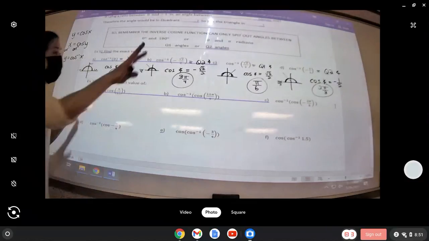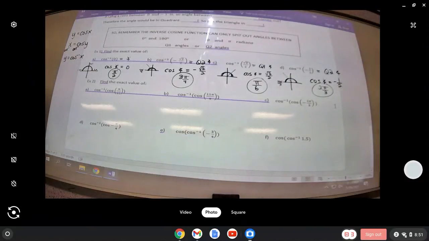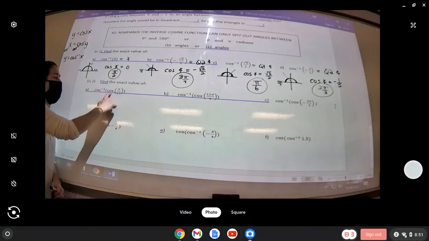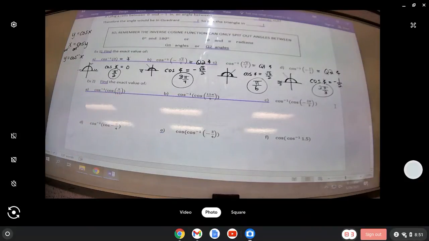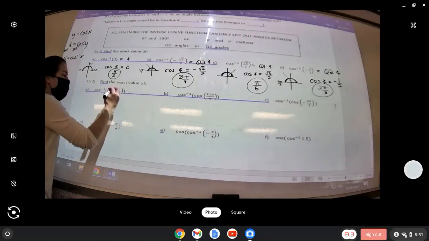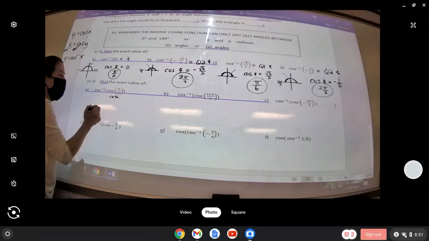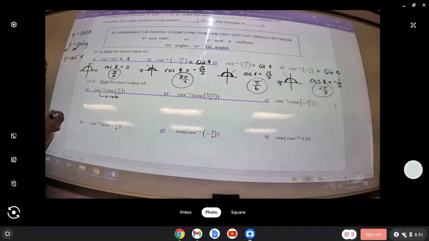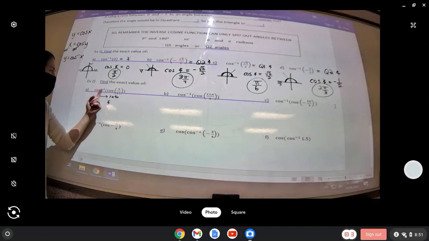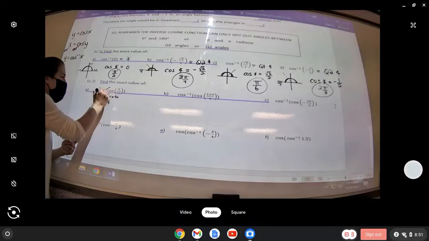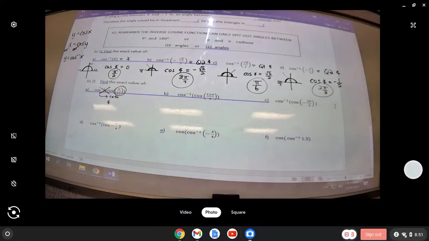All right, now the compositions. Okay, let's look at the first one. The inverse cosine of the cosine of pi over 12. Well, guys, think about this. You take the cosine of an angle, the answer is a ratio. You take the inverse cosine of a ratio, and the answer is an angle. We know the answer to this question has to be an angle. So guys, in reality, what does the inverse cosine do to the cosine function? It cancels it, and I'm left with the angle that I started with, as long as that is an angle that the inverse cosine is capable of spitting out.